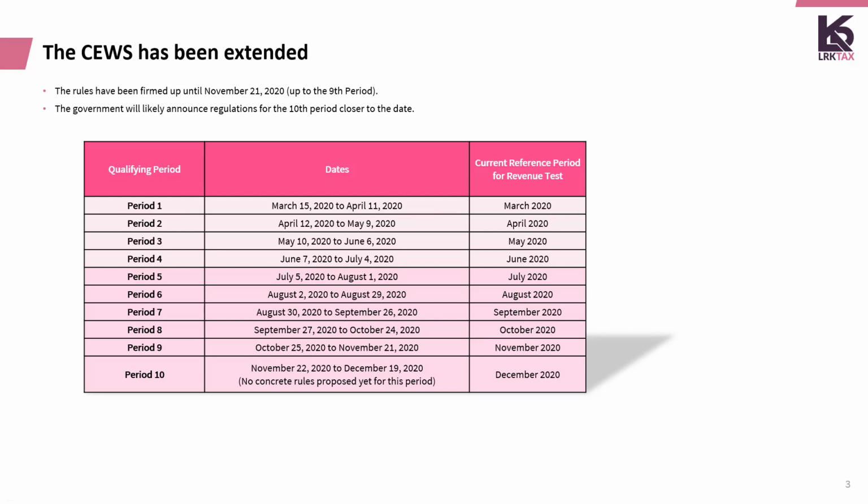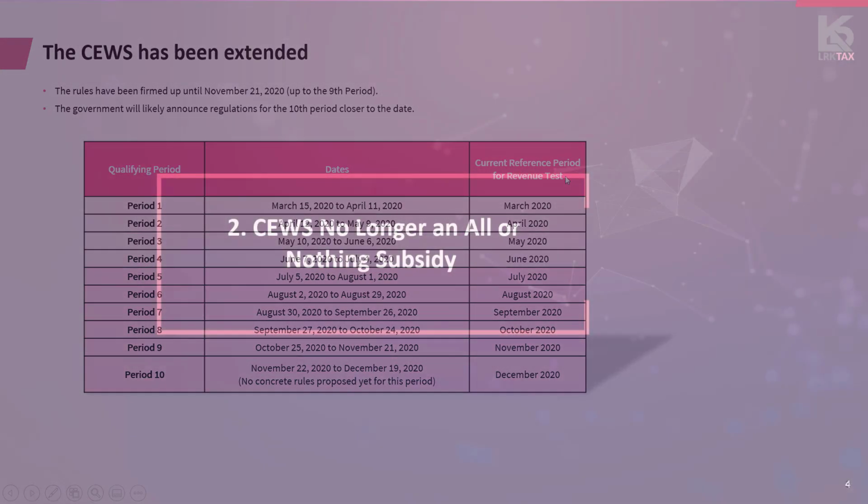As an example, let's just say someone's referring to period 5. You would go, okay, period 5, I would want to know the salaries paid between July 5th to August 1st of 2020. And if I had a sufficient revenue decline in this particular month, July of 2020, then these wages would be subsidized in some way. That's really how you read this table. For the qualifying period, you need to know the dates and the reference period for the revenue test.